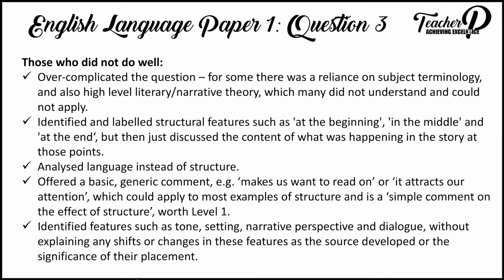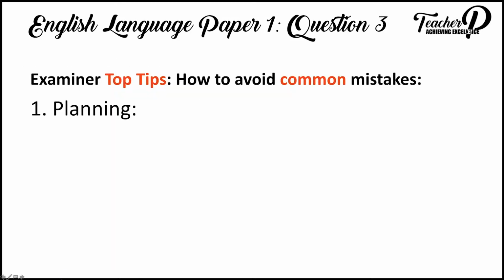Lastly, they identified features such as tone, setting, narrative perspective, dialogue, without explaining any shifts or changes in these features as the source developed, or the significance of their placement. So how do we avoid these common mistakes that the 2017 Year 11 cohort made? Here are my top tips on how to get full marks on this question.